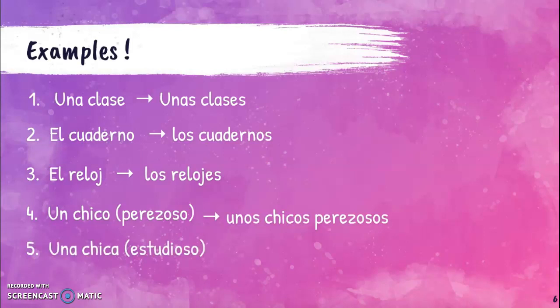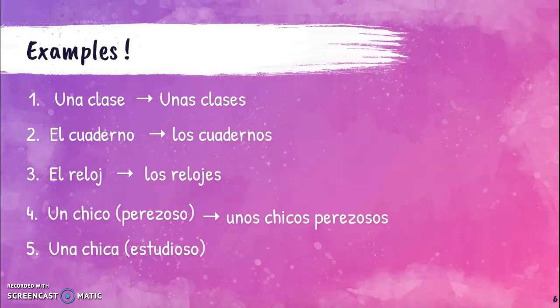Number 5, we have una chica estudioso. So we have a girl and the word for studious. So we want to say some studious girls. So una is going to change to unas. Chica ends in an A, which is a vowel, so we will add an S to the end. So we have unas chicas.